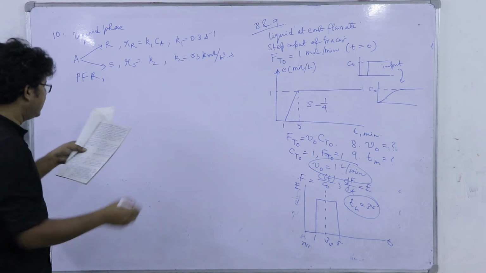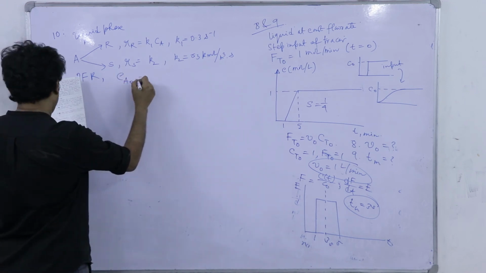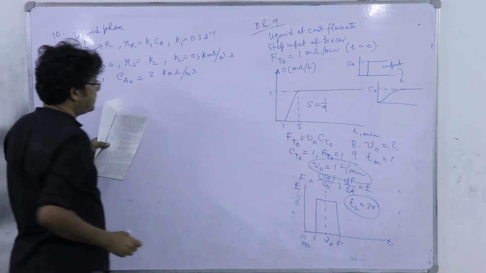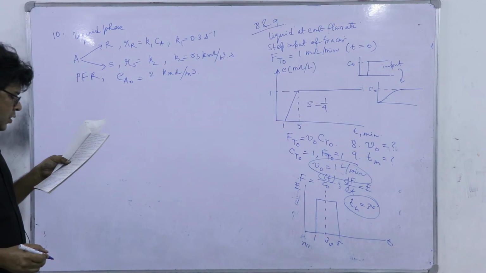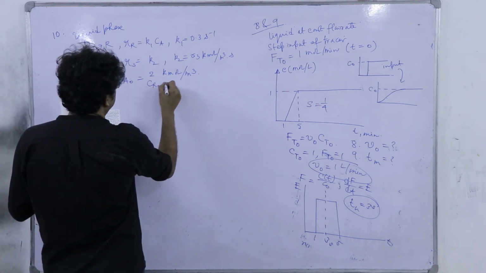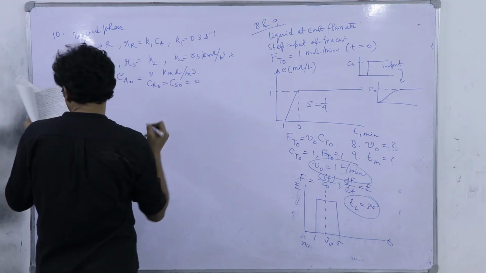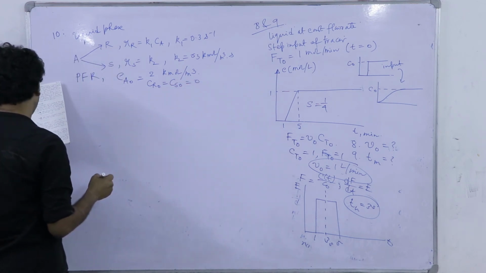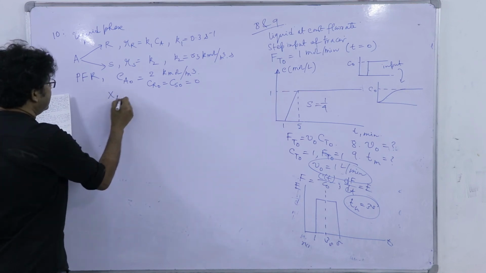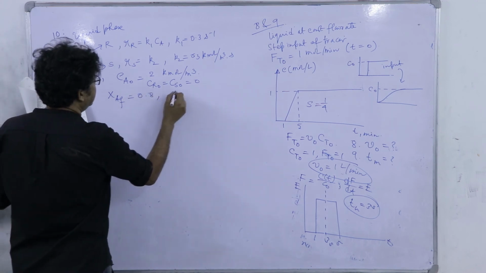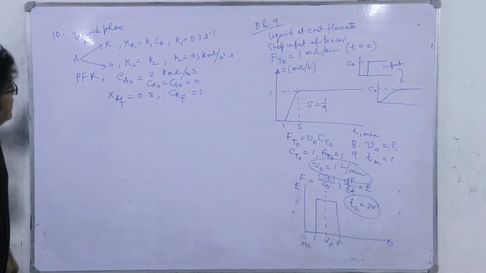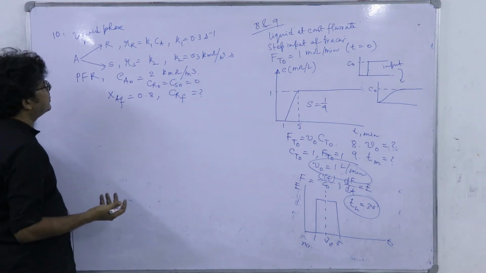The inlet concentration of A, Ca naught, is 2 kilomole per meter cube, right. No products are present in the feed. Cr naught, Cs naught is 0. If the conversion of A is 80%, then the exit concentration of R is. So, XAF is 0.8. So, we have to calculate CRF. So, it is a PFR. So, you see the same thing basically.